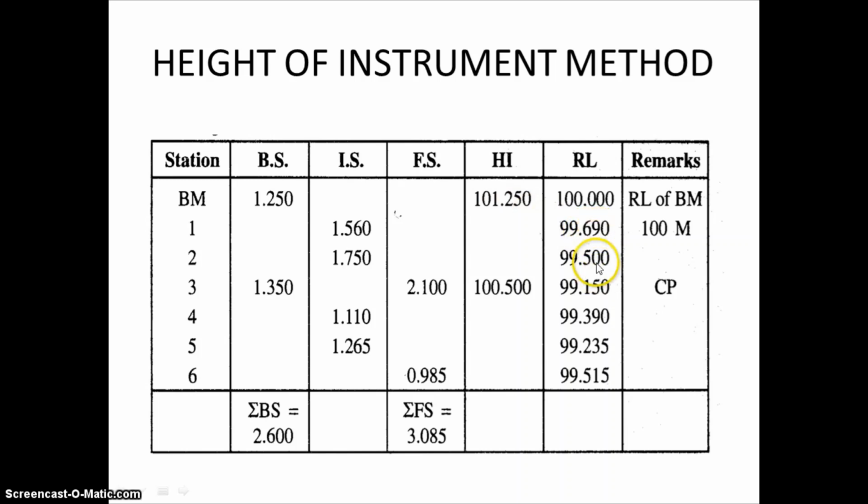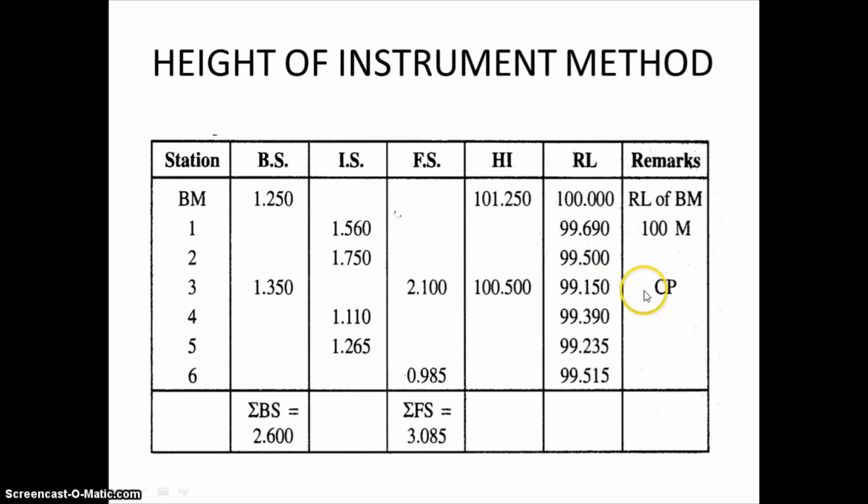If you want to calculate the RL of the second station, what you have to do? You have to deduct this IS value 1.750 again from your height of instrument. So you will get 99.500. If you want to get the RL of station number 3, again you take your foresight value and deduct it from the HI value. So you will get RL 99.150.